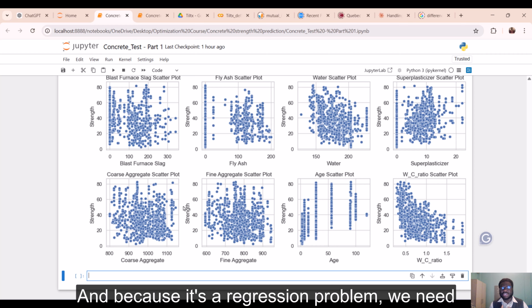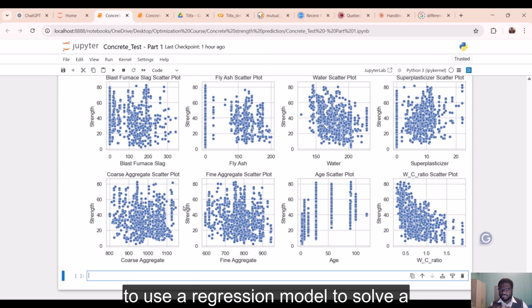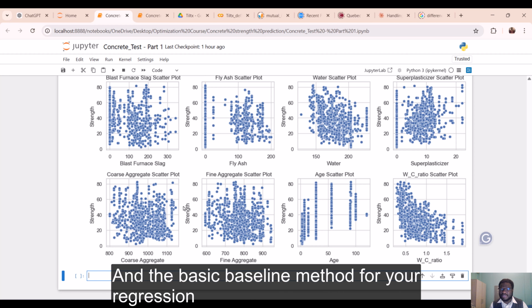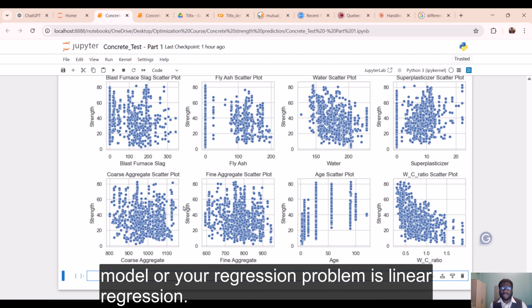Because it's a regression problem, we need to use a regression model to solve it. And the baseline method for a regression problem is linear regression.